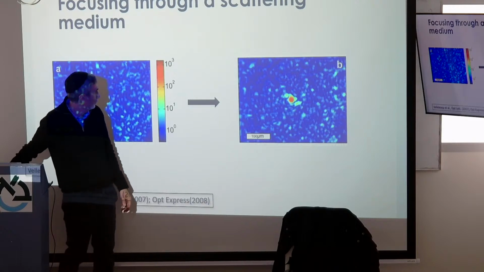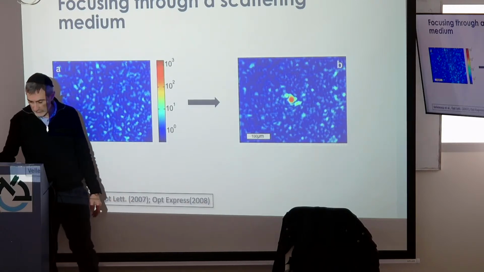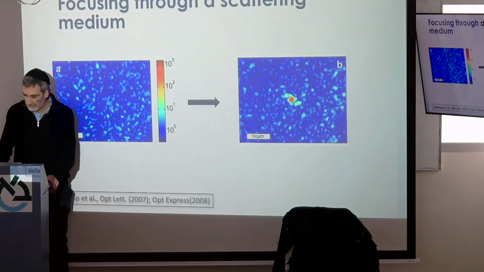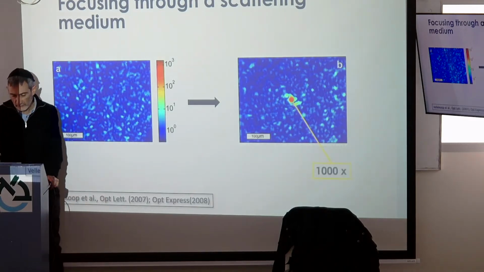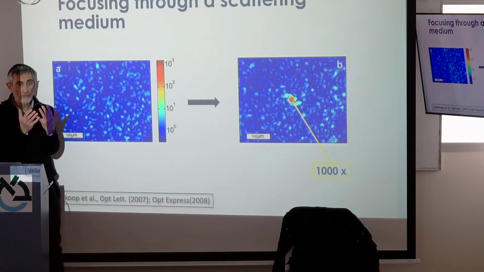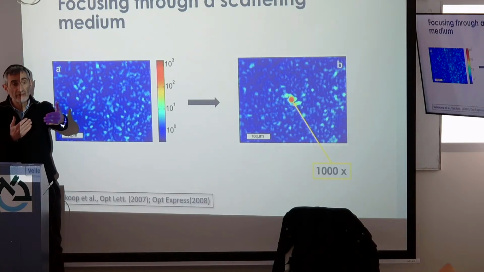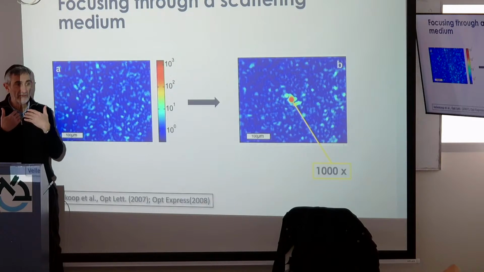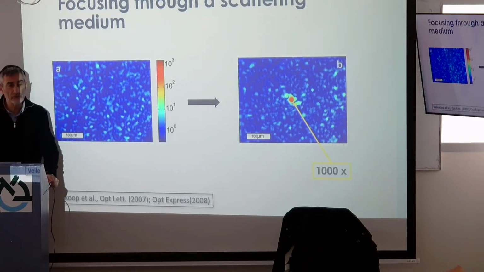What I wanted to show here is the result. The spot here is about 1,000 times the background, which is nice. It means that you have an opaque object, okay? The light goes through, and you can actually focus on the other side. It's like the scattering medium becomes transparent for your light.